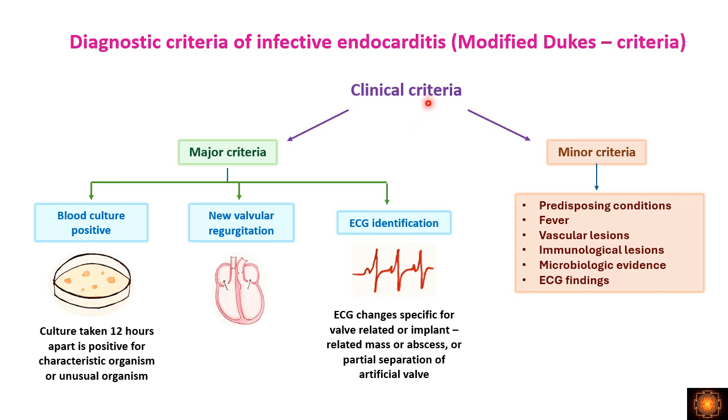Then clinical criteria, as I told you, we have major and minor criteria. The major criteria has three things in this. Blood culture comes out to be positive, and the cultures are taken 12 hours apart. Both of the cultures should come positive for the characteristic organism or unusual organism. So two cultures we should take which are 12 hours apart, and both the cultures should come positive. Then development of valvular regurgitation and echocardiographic identification, echo changes which are specific for valve related or implant related mass or abscess or partial separation of the artificial valves. And now these three are the major criteria.